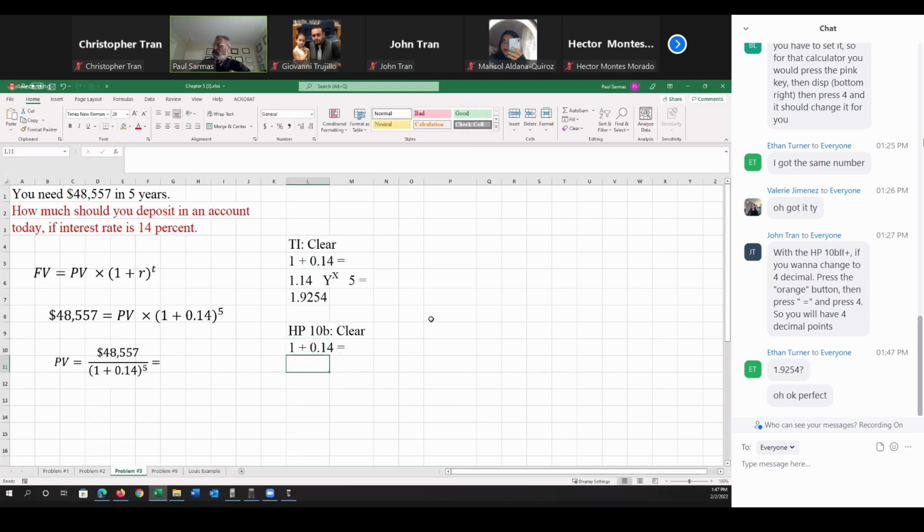One plus 0.14 equal, the calculator will give you 1.14. You do orange key and multiplication key. And then you put 5 and equal. The calculator will give you the same answer, 1.9254.